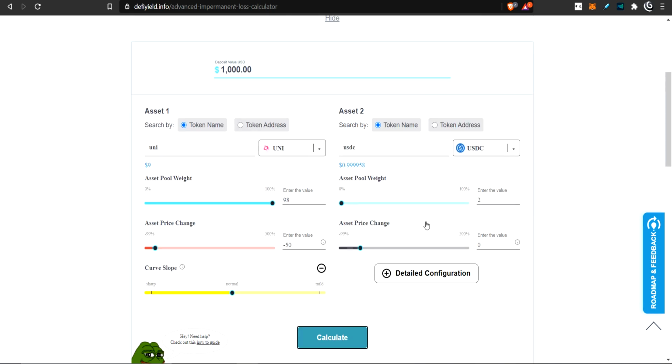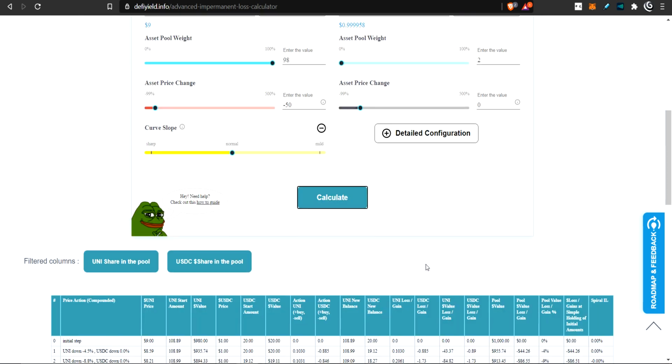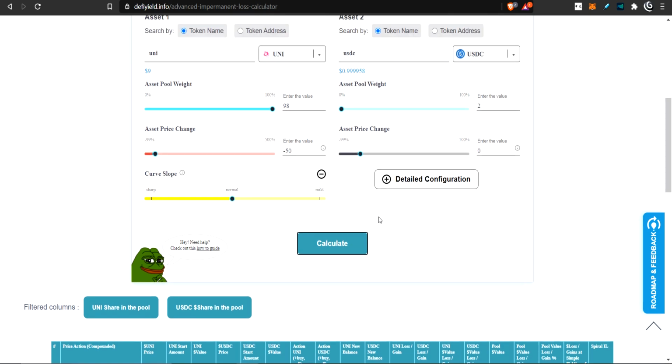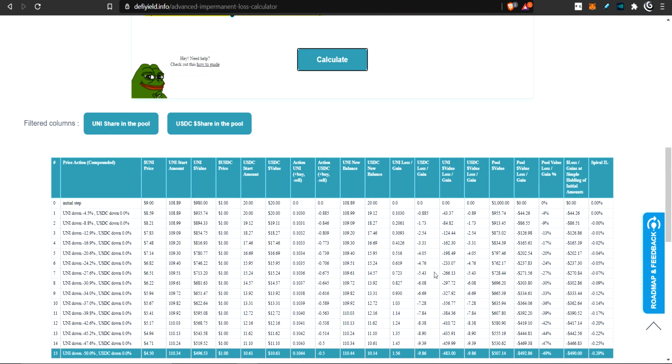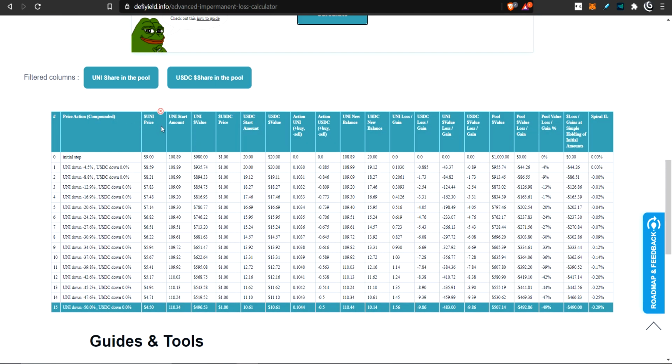So come in here, play around with this, have some fun, learn about some impermanent loss, and hopefully it helps you. It's helped me to understand things a little bit better. I don't know if I've explained it clearly to you, but try not to be put off by these columns. Like I said, it's not redundant data, but it's extra data that perhaps you don't need. Just take a look at it, okay?